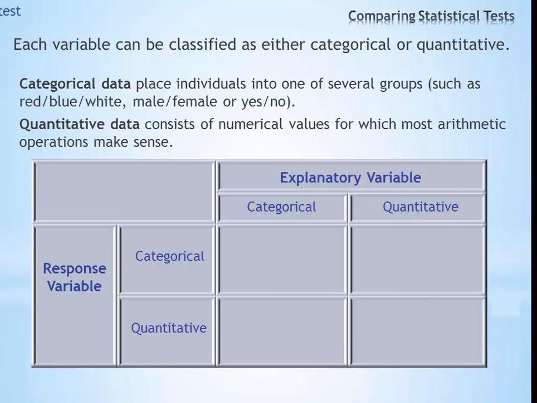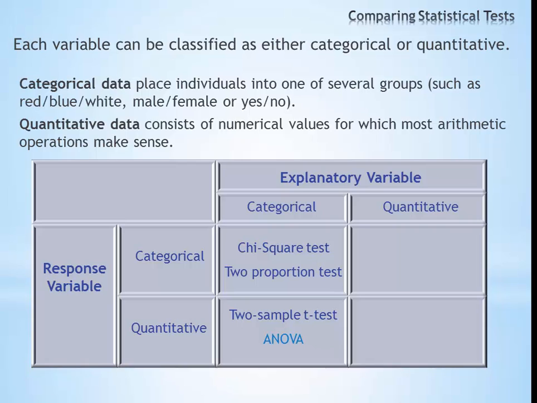So in your introductory class, you often talked about techniques that would work for each one of these categories. For example, if the explanatory variable is categorical and the response variable is categorical, you often did a chi-squared test or a two-proportion test. If the explanatory variable was categorical but the response variable was quantitative, you did the two-sample t-test or ANOVA. And we looked at that in the last video.